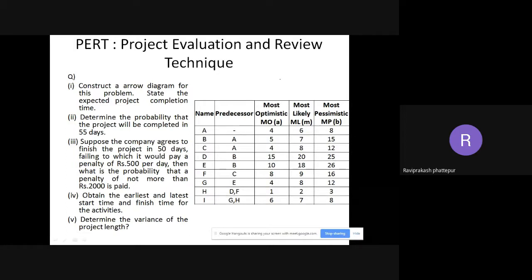But first, before drawing the network diagram, instead of three, we need to make it one duration, or one time taken. So how to do that, I'll explain. They have given you three, right? Mo, ml, and mp. That is most optimistic, most likely, and most pessimistic. I can't use all three, but using these three, I'll arrive at one number. And how to arrive at that number, I'll tell you.